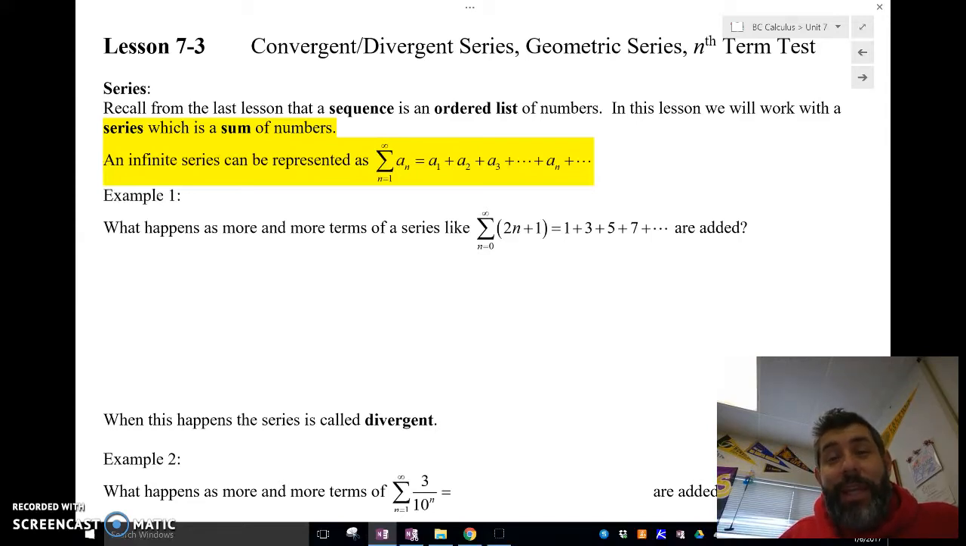Anyway, in this one, this is for BC Calc. We're looking at convergent and divergent series, and more specifically, we're going to look at the geometric series and the nth term test. Now, I'm going to split this up into 3 shorter videos. So the first one, we're just going to talk about a series. What is a series? And what does it mean for it to be divergent or convergent? And how is that a little different than a sequence?